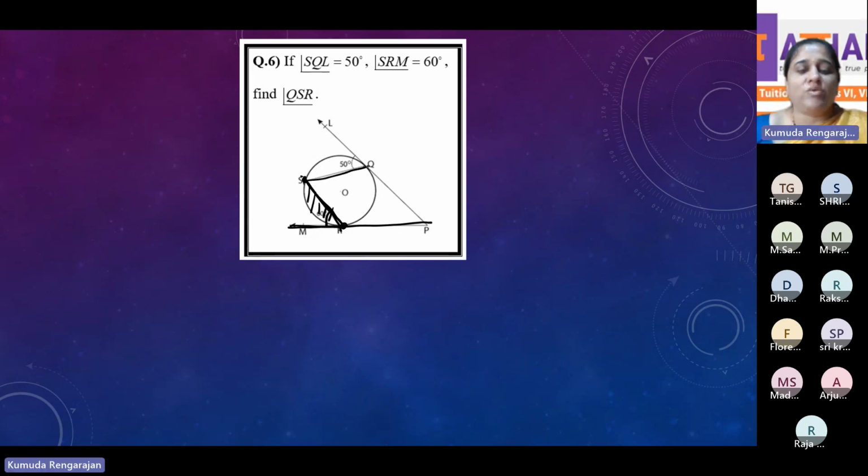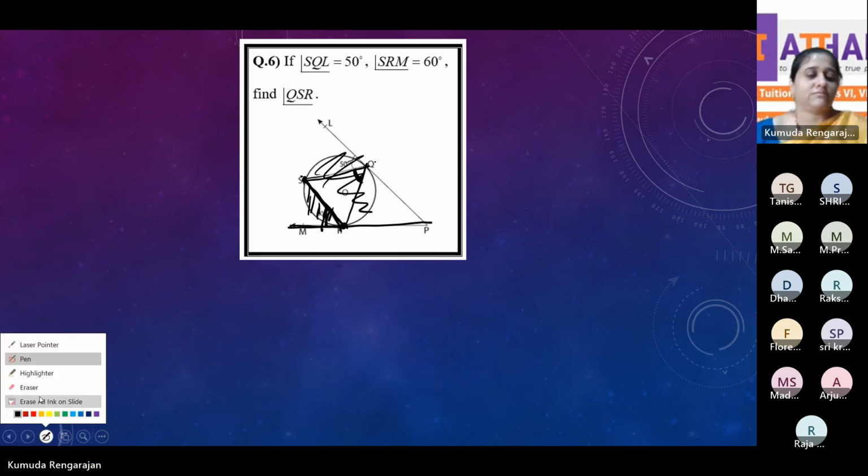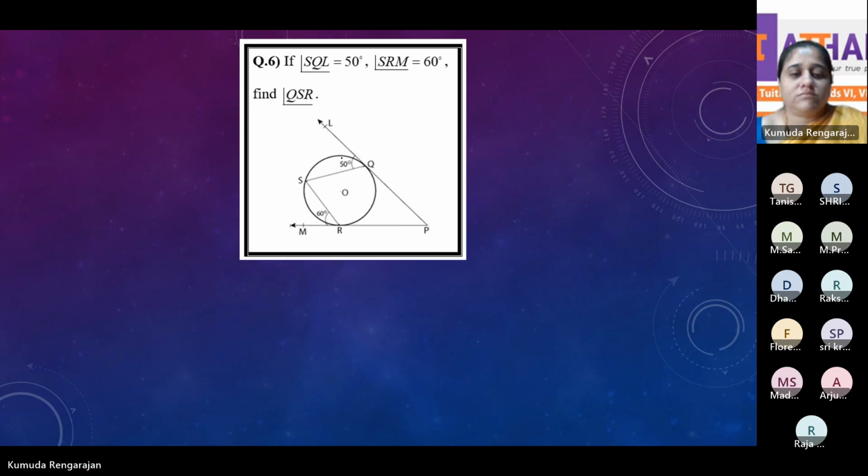We already have SQ here. From S we have SQ. So join RQ. Now this is the angle subtended by the chord SR at this point Q on the circle. This angle is equal to this angle. You can see clearly the alternate segments, minor segment and major segment. So this is 60 degrees. This is also 60 degrees.